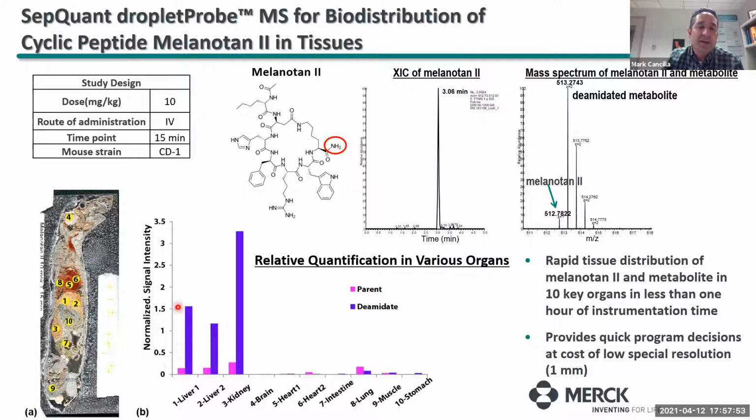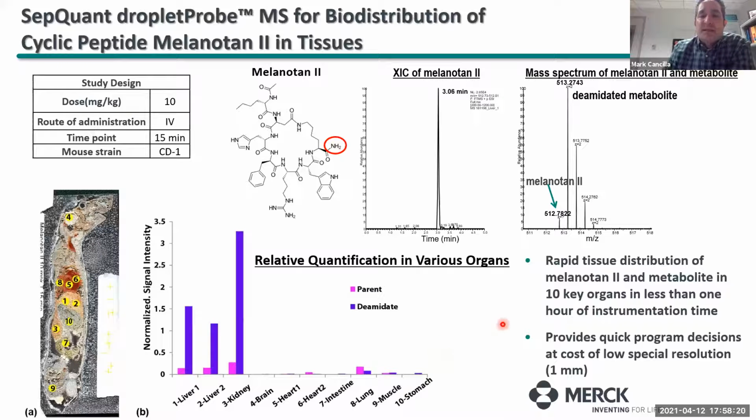You can see the peptide was quickly brought into the liver. You can see both the parent and the deamidated metabolite. And this is well known with peptide therapeutics. They're very rapidly renally eliminated and cleared through glomerular filtration, especially a small peptide like this. And you can see how much is in the kidney. And then there's some in the other tissues as well, but low amounts.